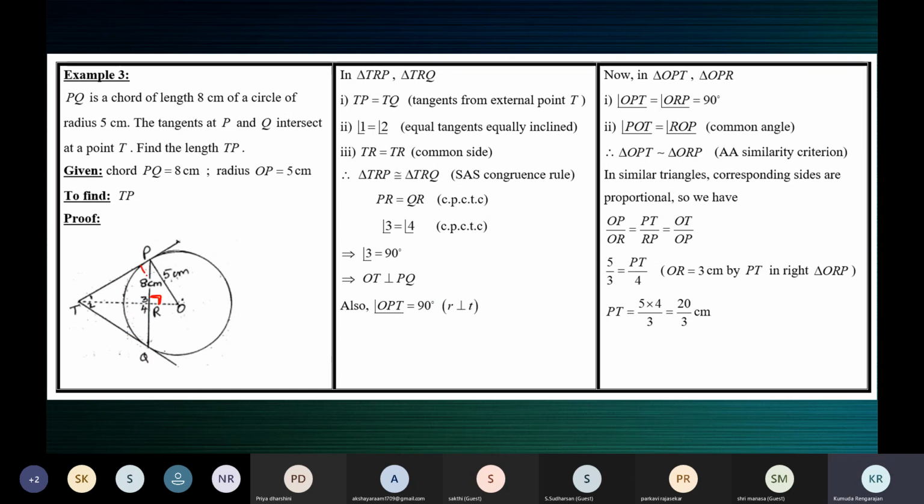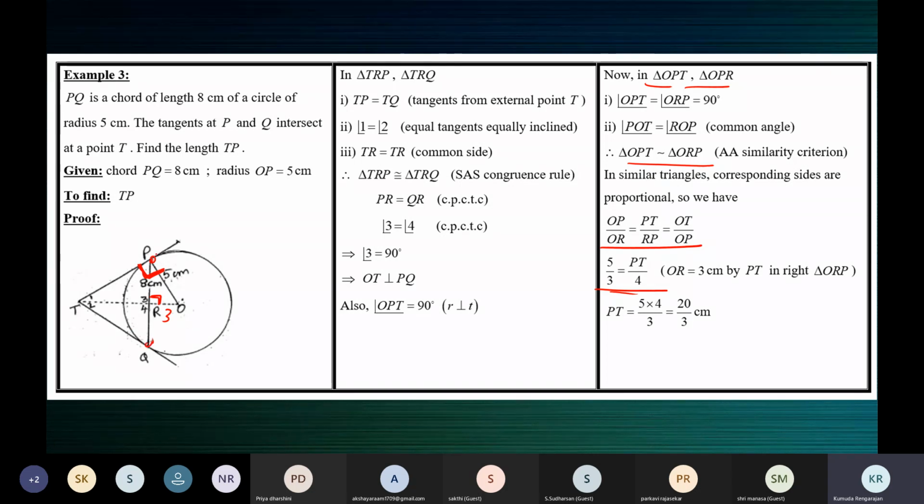Now the big triangle is a right triangle because radius and tangent at the point of contact are perpendicular to each other. Now take up the two right triangles. Show that they are similar. Write the proportion. In similar triangles, corresponding sides are proportional. And fill the values. So children, here you need to use Pythagoras theorem and find OR. OR will be 3 centimeters because PQ is 8.